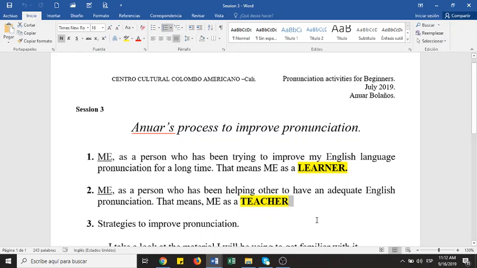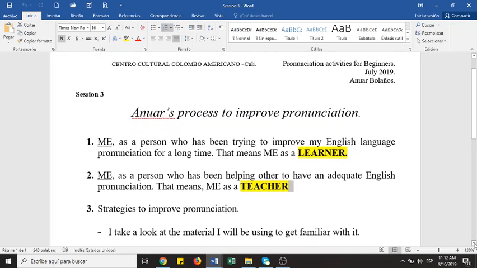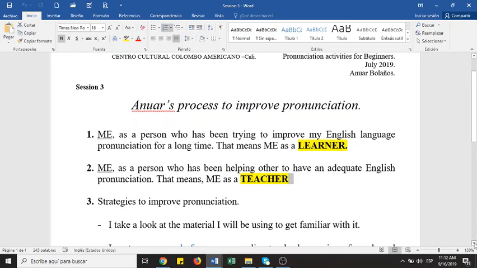And for that, I prepared these instructions and this story that I'm gonna tell you about. As you can see here, it says Anuar's process to improve pronunciation. And I have these 3 points here. First, me as a person who has been trying to improve my English language pronunciation for a long time. That means me as a learner. So what I do to learn English to improve my pronunciation.